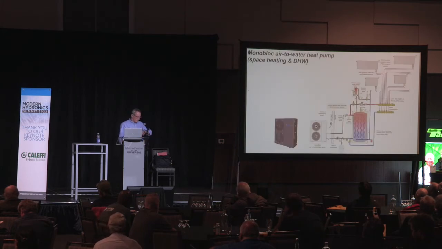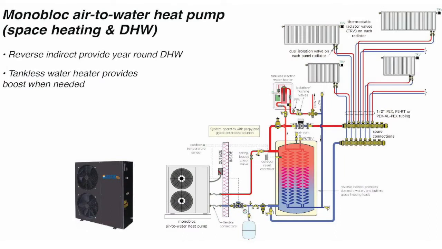Real quick, I'm going to just run you through some example systems. It'll take maybe another 5 minutes. Again, monoblock heat pump, antifreeze in the entire system, reverse indirect. Again, we get preheating with the coils in the tank, and this time I drew in a tankless electric water heater as a booster or potentially as a backup if the heat pump was out of service or for whatever reason we aren't getting a temperature preheat in the tank.